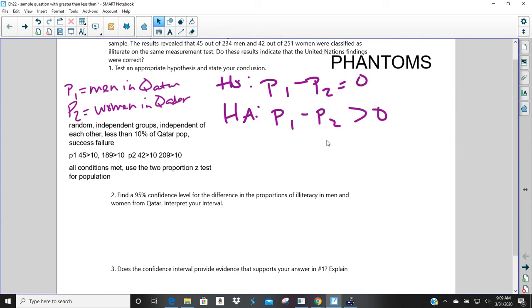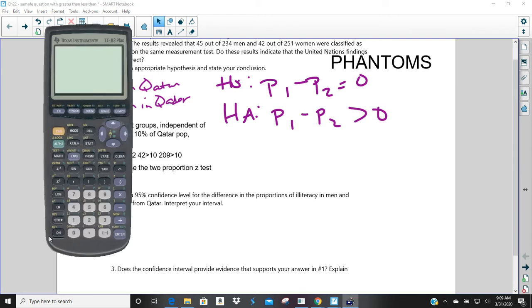So let's go to our calculator and let's do this. I'm going to go to STAT. I'm doing a test right now, so I'm going to go down to the 2-PropZTest. I'm going to put in 45 for the men and 234 for the men. And then I'm going to put in 42 for the women and 251 for the women. So you see how this is written. I have to think about this for a minute. It's going to be P1 is greater than P2. They're looking for greater illiteracy, and I'm going to hit enter.